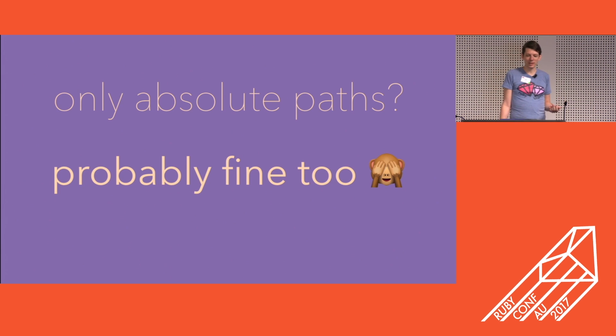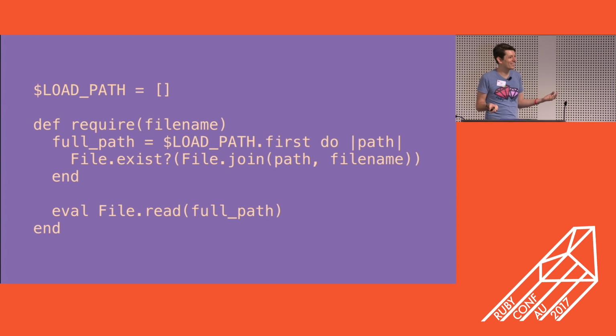So the easiest way to allow requires that aren't absolute is to just treat every file name as if it's relative to the current working directory where you started the program. That's easy, but it doesn't work well if you need to be able to require from multiple directories. So let's hypothesize about how you might fix this problem. What if you made a global variable and you put a list of directories in it, and then when you run require, you look for the file that's being required in every directory listed in that global variable?